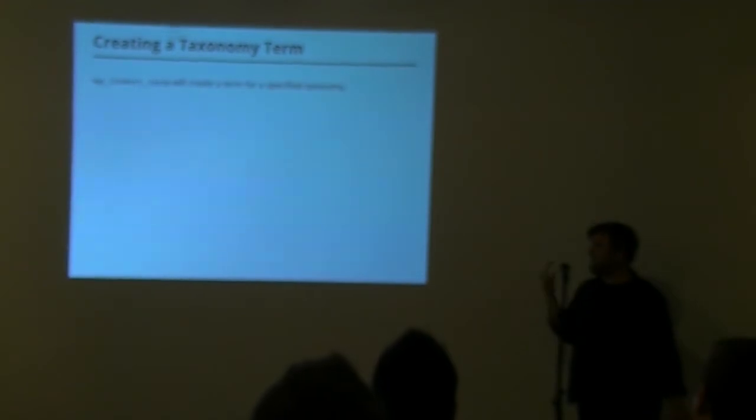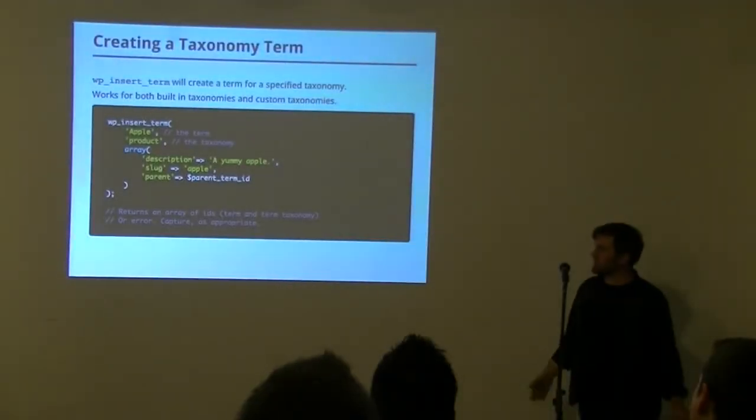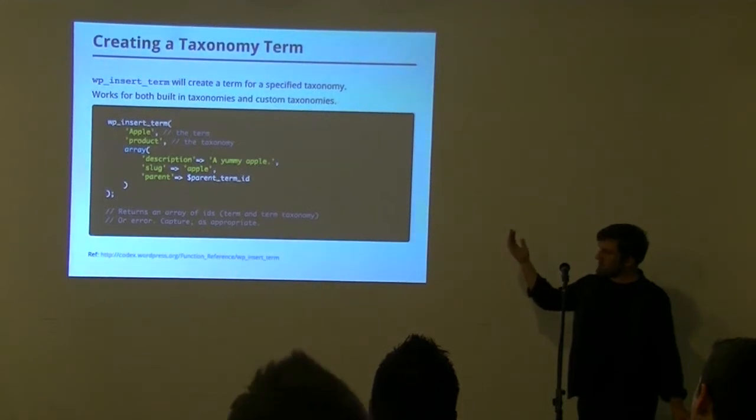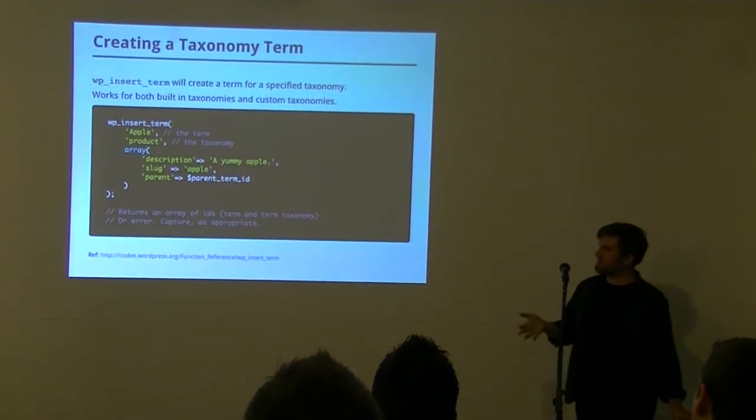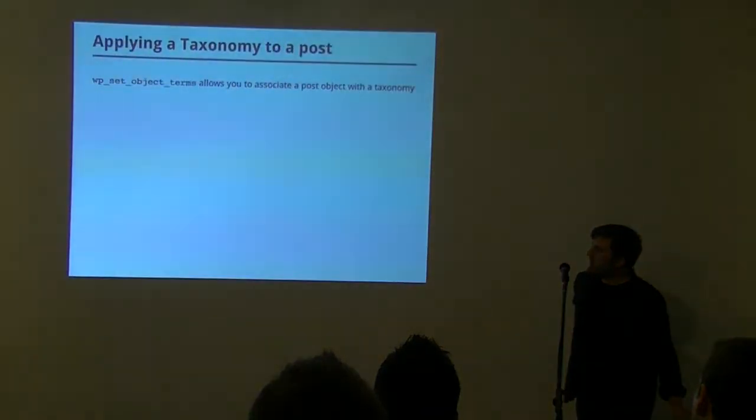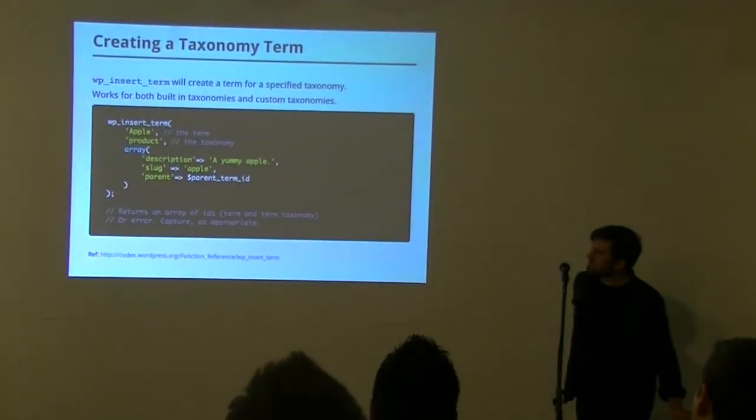Taxonomies: I'm currently working on a site that has about 30 different types of taxonomies. Never do that. wp_insert_term basically gives you a way to create a taxonomy term, which can later be attached to a post. Does everyone get that example?